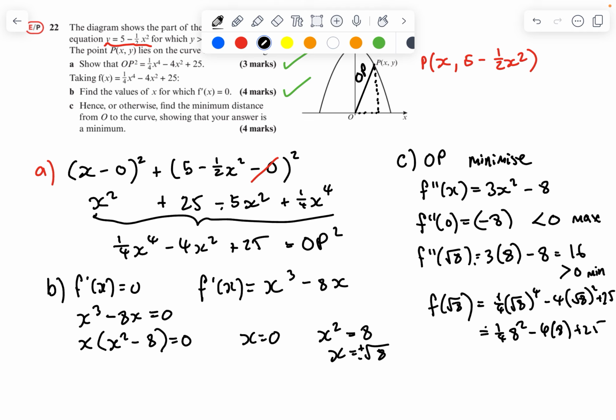So that means OP squared, remember that's the function we just substituted into, is equal to 9, and therefore OP is equal to 3. We can ignore the negative because it's a distance, so it can't be minus 3, so it's plus 3. And that's it solved.